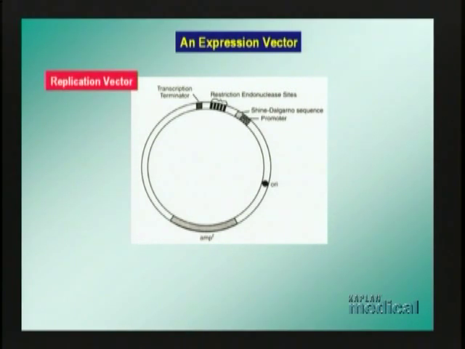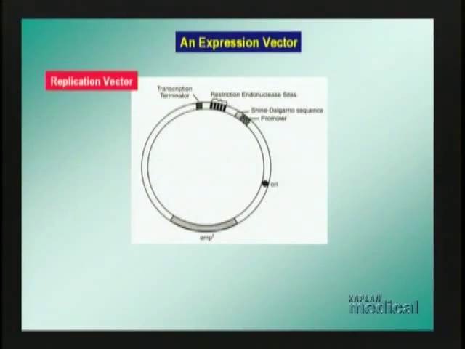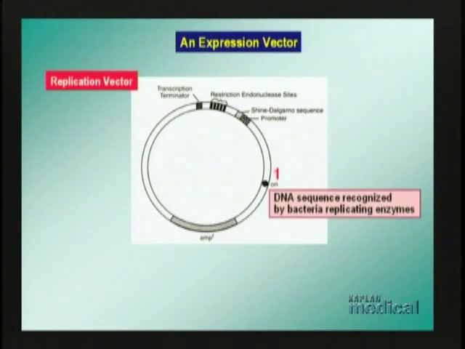What is a replication vector? As the name implies, this is a sequence of DNA, some bacterial plasmid, some bacterial vector, which when you give it to a bacterium, such as E. coli, will take up the vector and replicate it just like its own chromosome. So in order for a piece of circular DNA to be classified as a replication vector, there are three criteria that must be met. The first criterion is that there has to be an origin of replication, abbreviated as an ORI site.